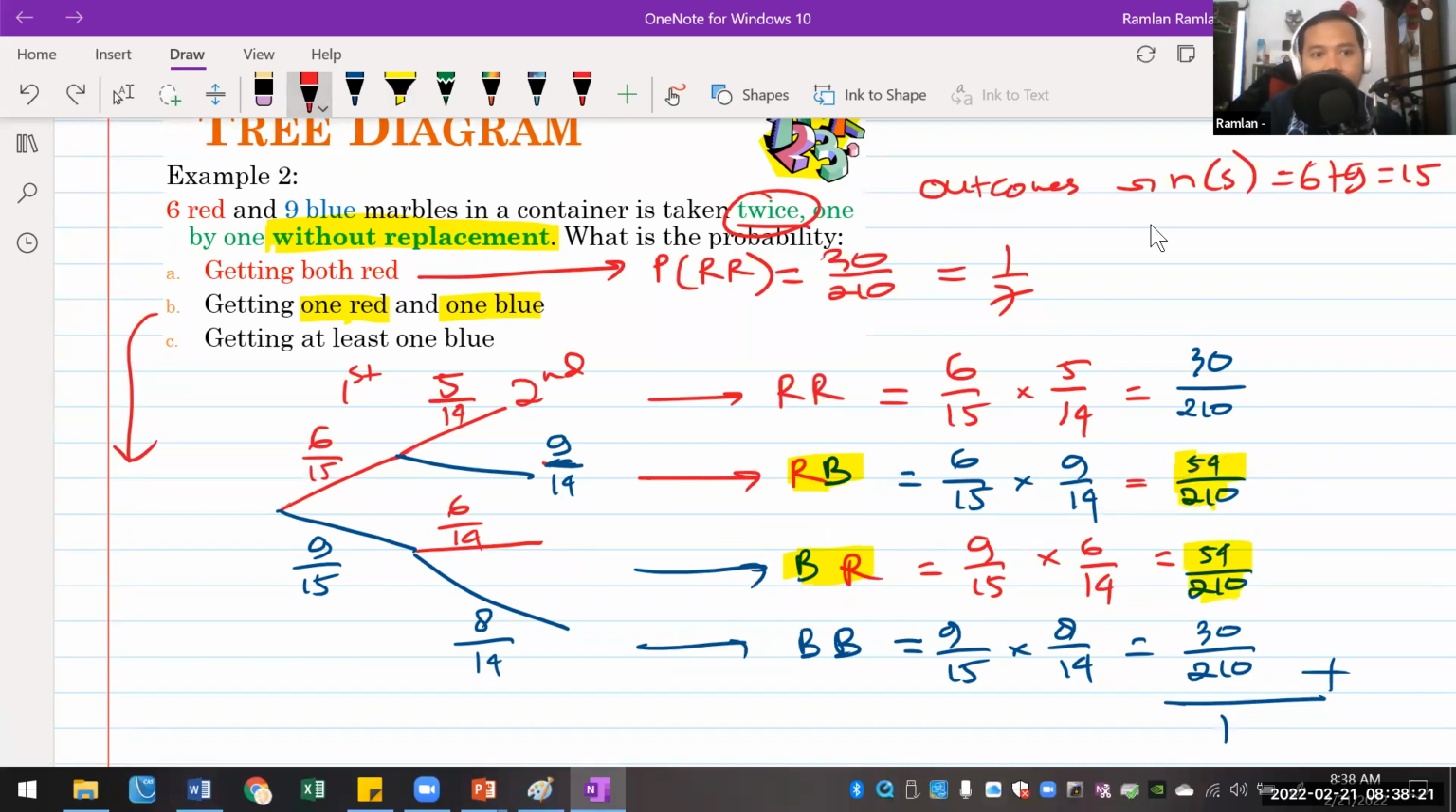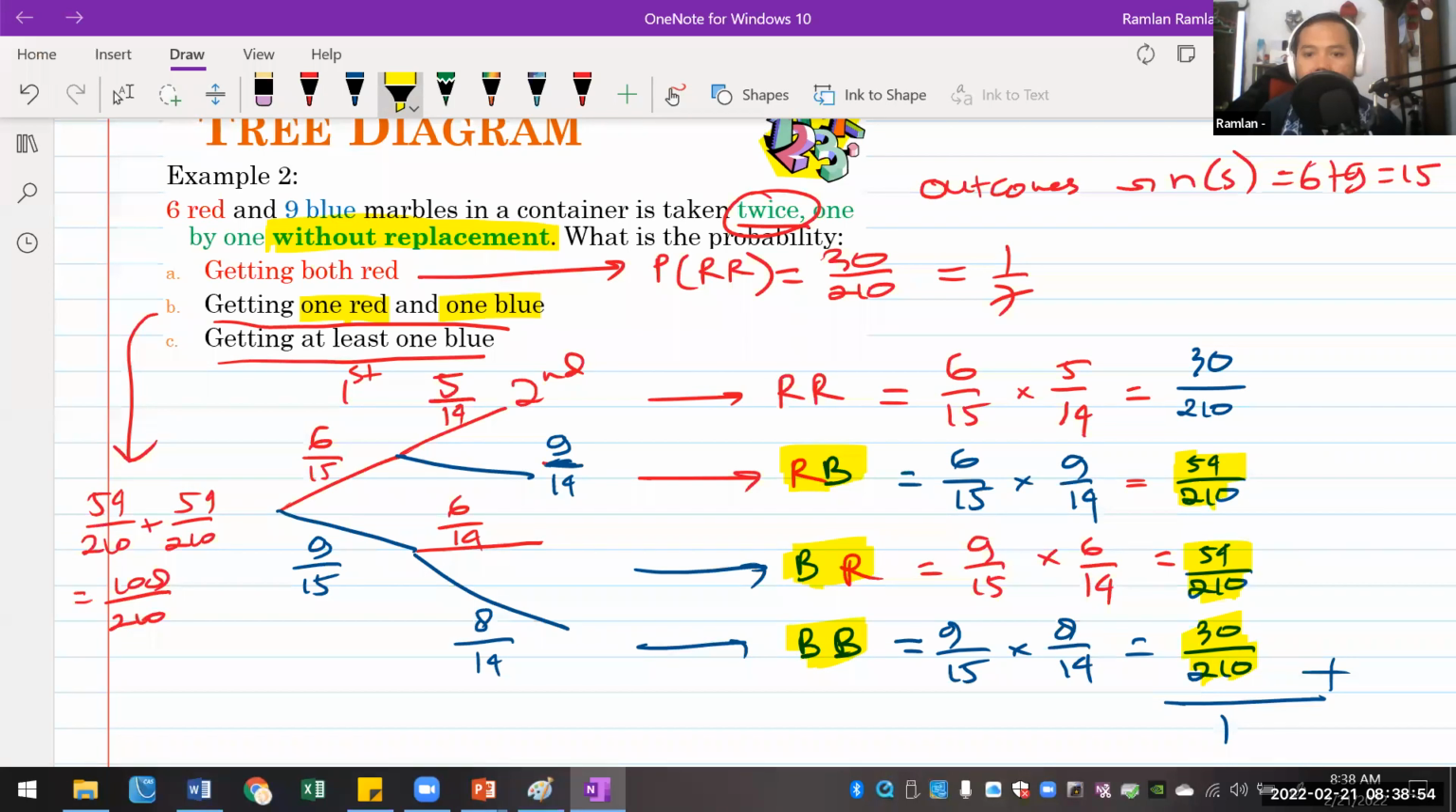So again, if the question is getting 1 red and 1 blue, because we have these 2 branches, you will get 54 over 210 plus 54 over 210. These 2, right? And then you add them together, that will be 108 over 210. Okay, and then you can simplify. Okay, last one. Getting at least 1 blue. We have this one, and then we have this one. Again, the same thing. You add them: 54 over 210 plus 54 over 210 plus 30 over 210.